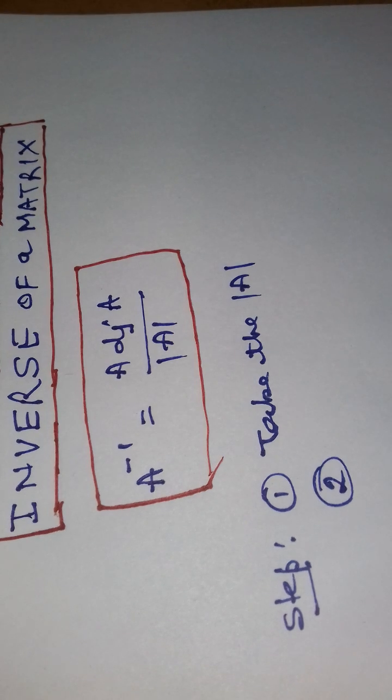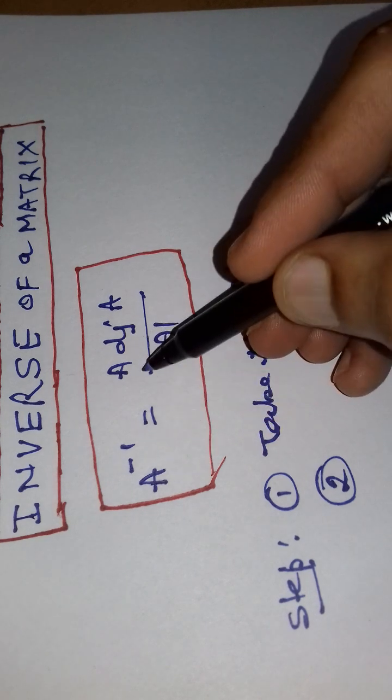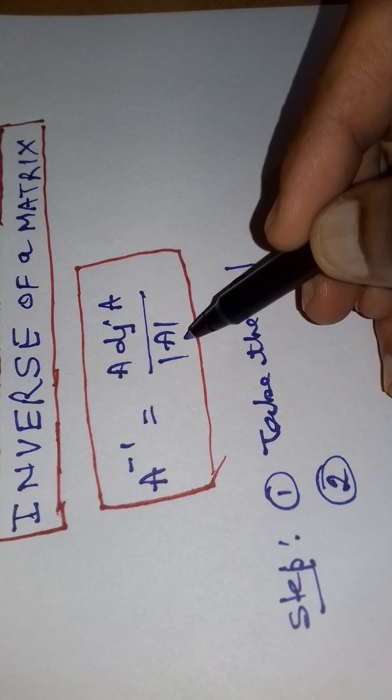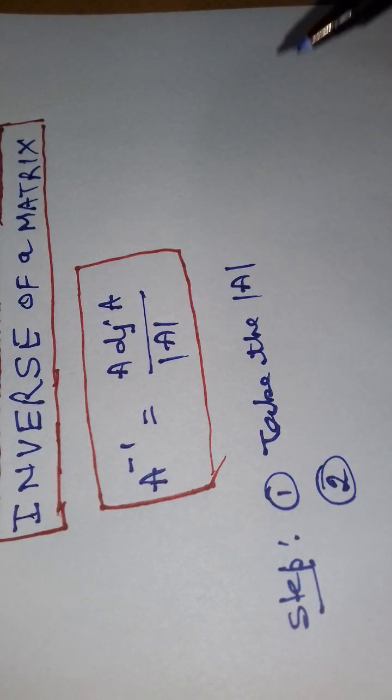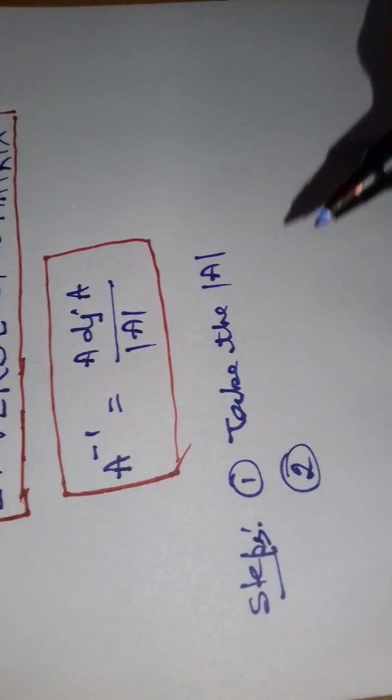Hi there, today's topic is inverse of a matrix. This is the most important topic of matrix in which we have to find inverse. A inverse equals adjoint of A divided by determinant of A. Let's take the steps to find it.